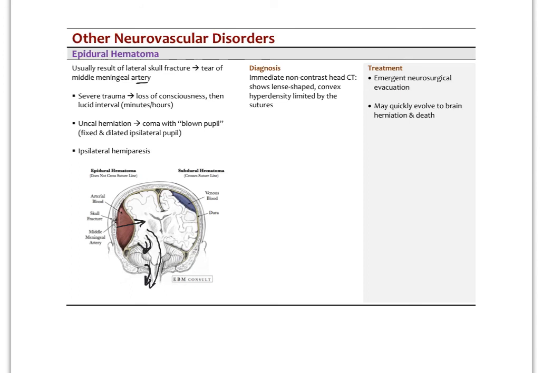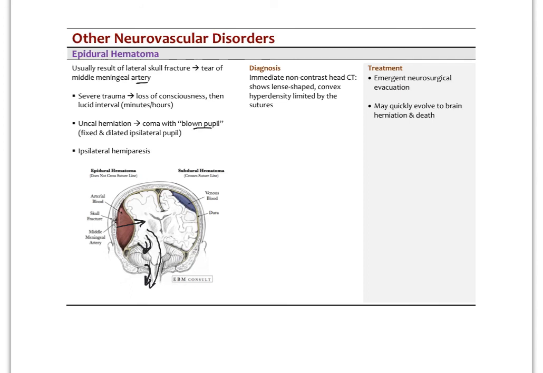With an uncal herniation, you're going to have a coma with what's called a blown pupil. So the patient will be in a coma. They'll have a wide, dilated pupil, and then ipsilateral hemiparesis. So same side of the body hemiparesis. So that's an epidural hematoma.